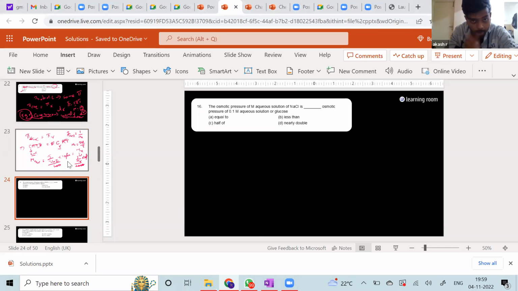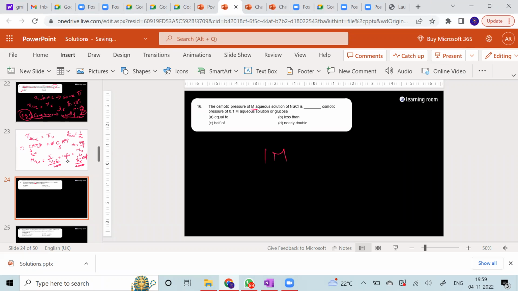Next, osmotic pressure of what? What is M? Why is there a lot of printing mistakes? I think it's 1M, 1 molar. If they just say M like that, it's 1M. So the osmotic pressure of 1M aqueous solution of NaCl is dash to the osmotic pressure of 0.1 solution of glucose.